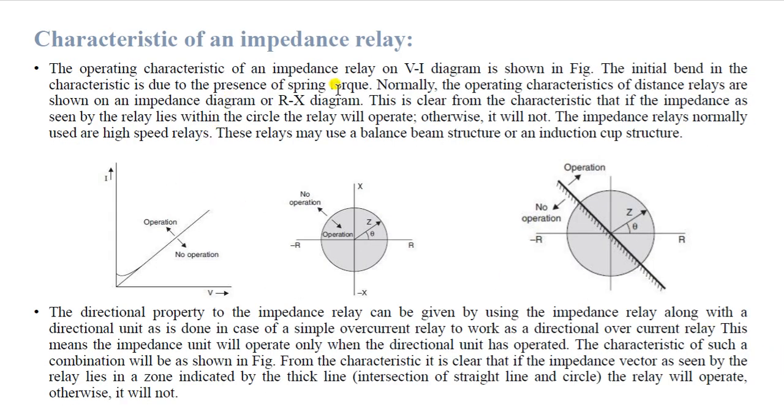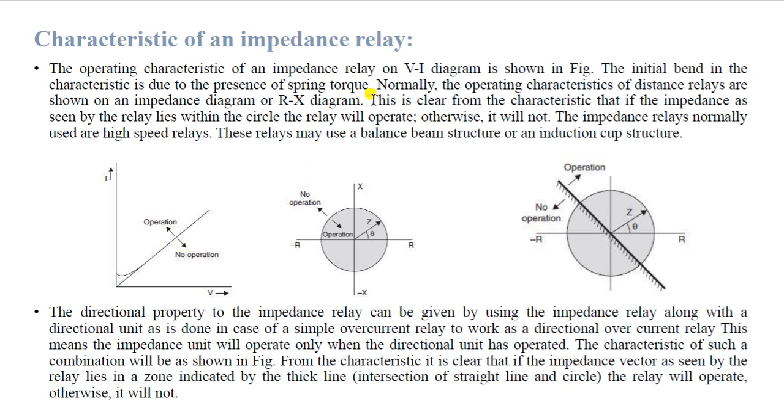Here are the characteristics of an impedance relay. The operating characteristics of an impedance relay on a voltage-current diagram is shown in the figure. Here along the x-axis we have considered our voltage axis, along the y-axis we have considered our current axis, and that band is due to the spring torque, and that is our operating region. In between this line and the current axis we have considered this as the operating region and this is our non-operating region.